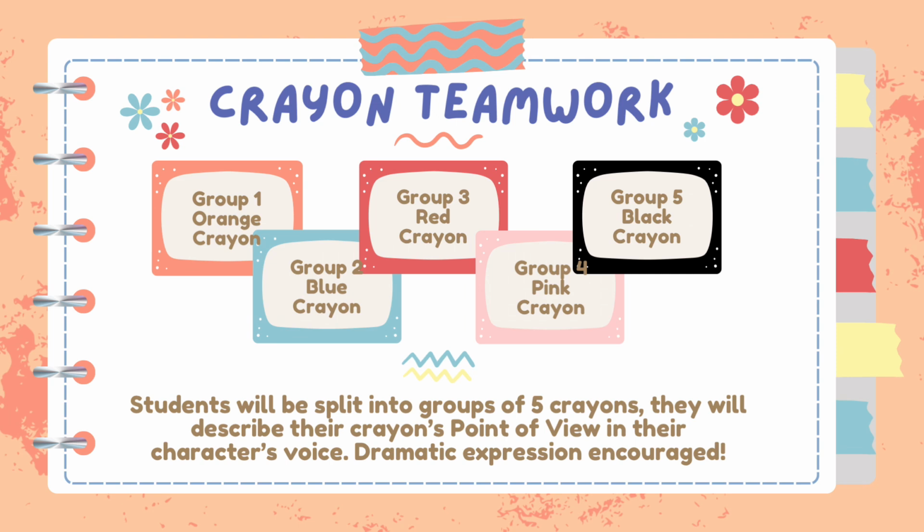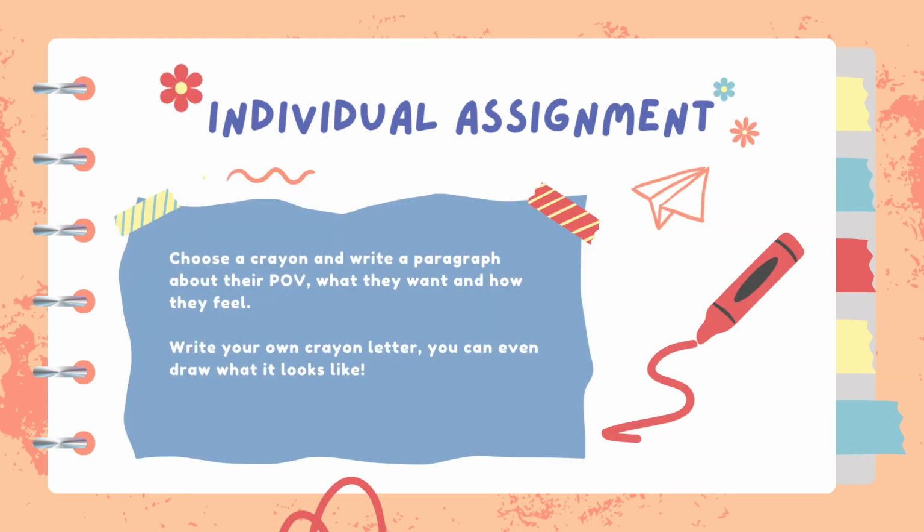After the read-along, the students will be split into groups of 5, where they will be assigned a crayon. These groups will describe the crayon's point of view in their character's voice, and they are encouraged to be as dramatic and as expressive as possible.